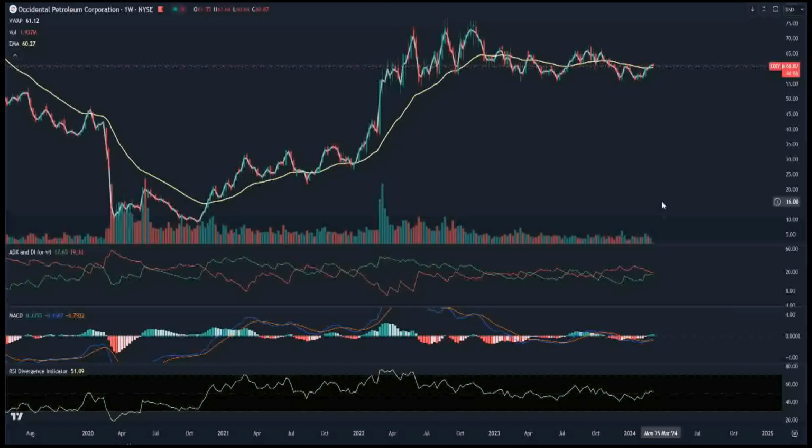When we look at the ADX and the positive DI, directional indicator, the next confirmation indicator, the green line here, it's also trending upwards and will cross over the negative DI. So this is also positive.